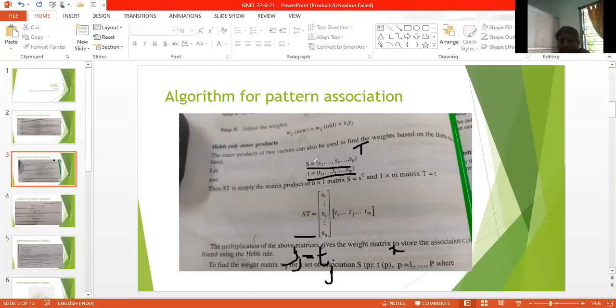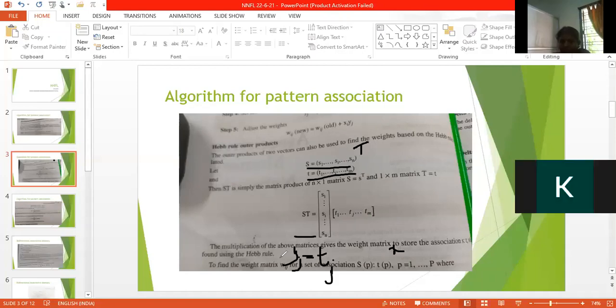Usually it is 1 by n. So its transpose, you get n by 1. Okay. So you are multiplying S and T. This gives the weight matrix to store the association based on Hebb rule formulation. Okay. So to find the weight matrix, you are set for a set of associations.